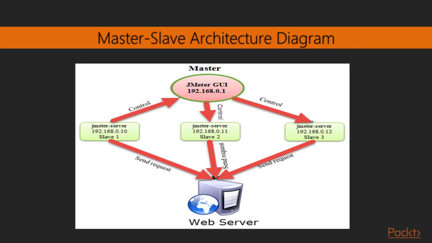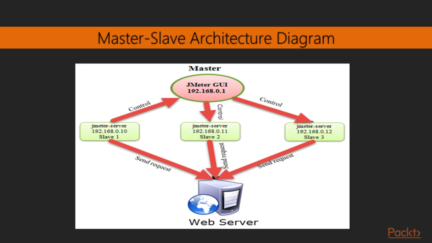Now let us have a look at the architecture diagram of a master-slave configuration. As we have seen, this is the master machine, also called the test controller. All JMeter scripts are stored here and are run during test executions. The 3 slave machines below are also called the agent machines. All test data files are distributed across these slaves.